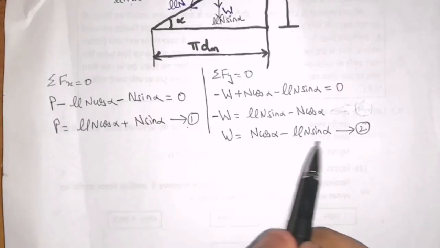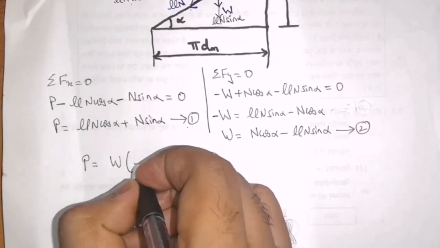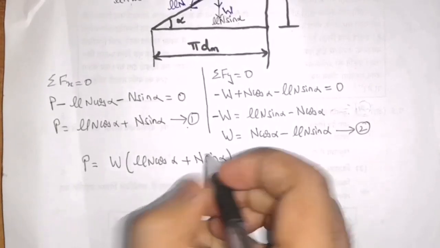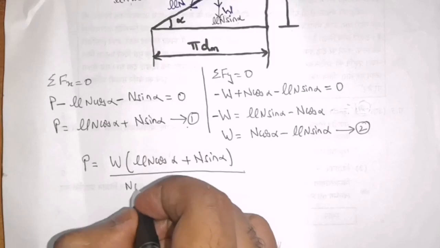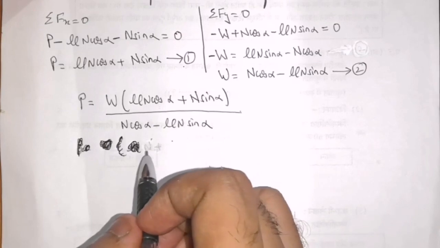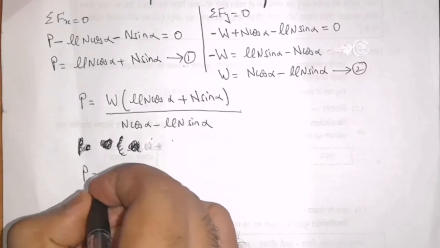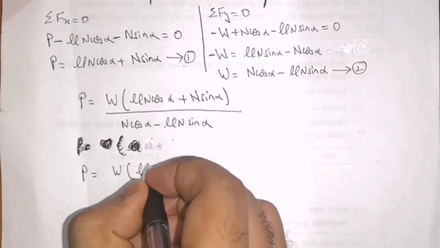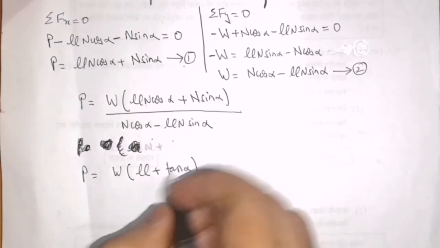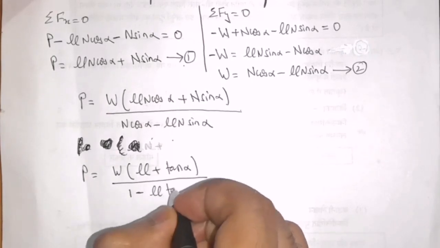Dividing equation 1 by 2, I will get P is equal to W multiplied by mu N cos alpha plus N sin alpha divided by N cos alpha minus mu N sin alpha. Dividing numerator and denominator by N cos alpha, I will get P is equal to W into mu plus sin alpha by cos alpha, which is tan alpha, divided by 1 minus mu tan alpha.